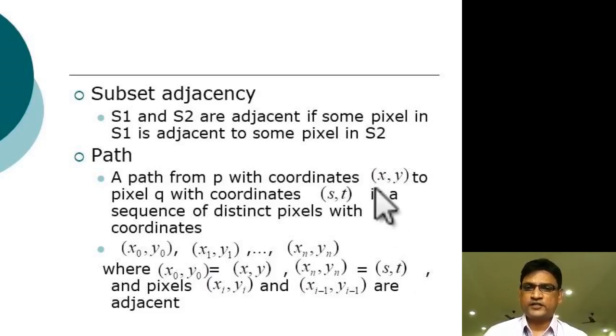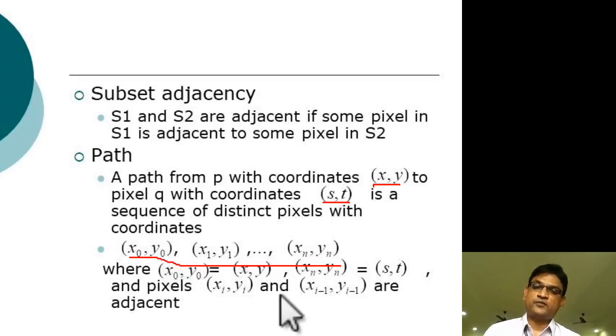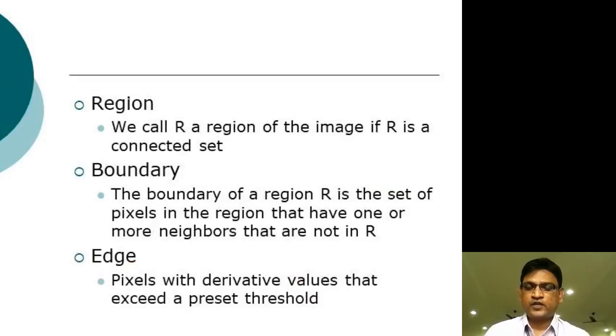So the starting point is (x, y), and the ending point is (s, t), and all the pixels which come in between are (x0, y0), with the last pixel as (s, t) and the first pixel as (x, y). So if the starting pixel and ending pixel are the same, then we can call it a closed path. And based upon this, some other related definitions are region.